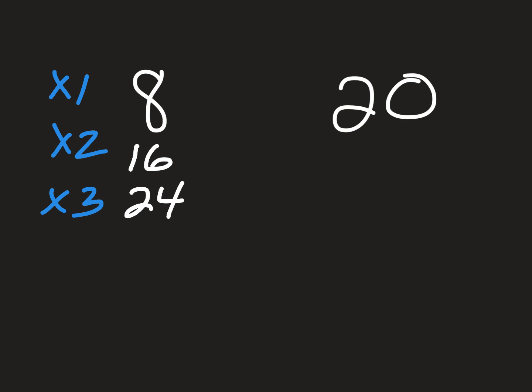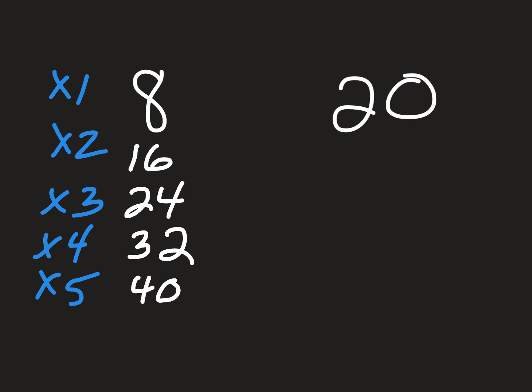Last but not least, moving on to problem number 3. So we need to get some multiples first. So 8 times 1 is 8. 8 times 2 is 16. 8 times 3 is 24. 8 times 4 is 32. 8 times 5 is 40. 8 times 6 is 48. So let's see if that's going to be enough.